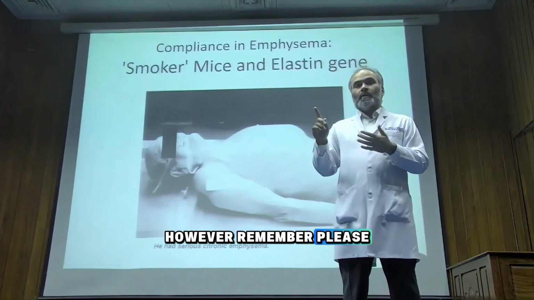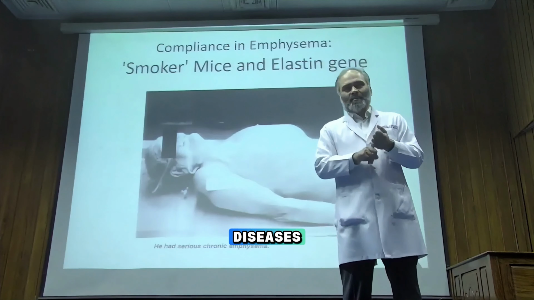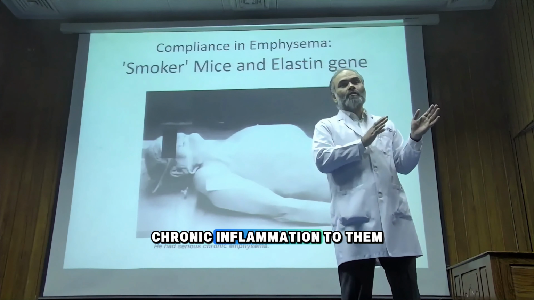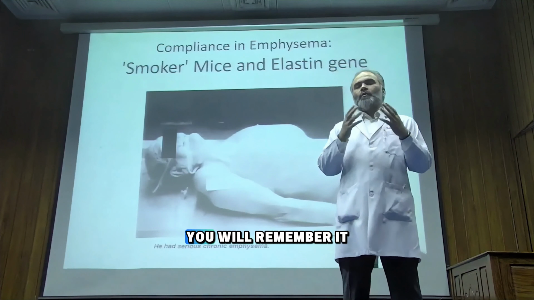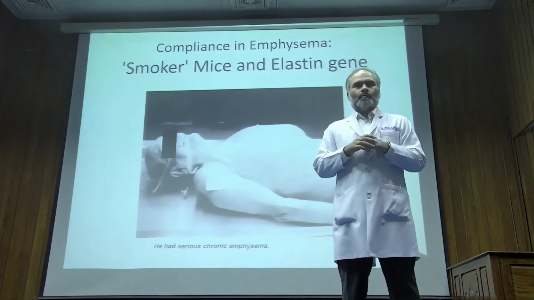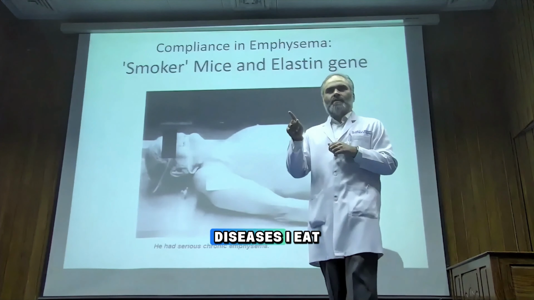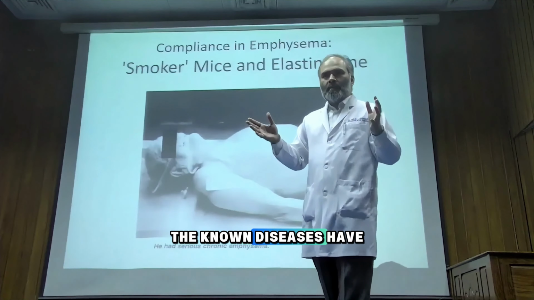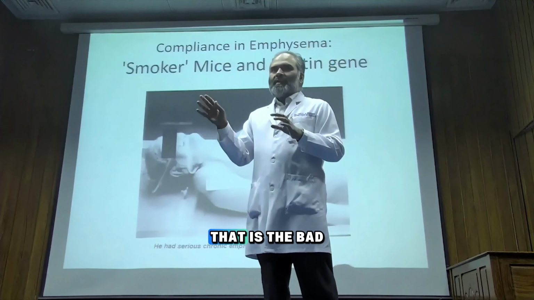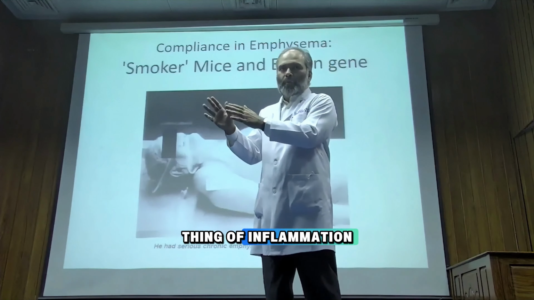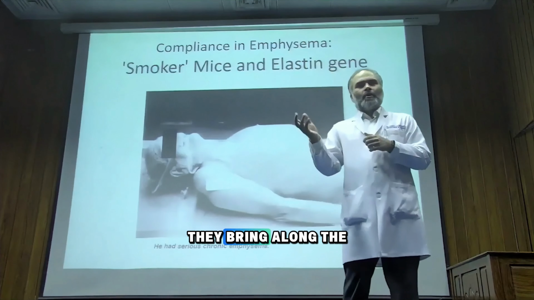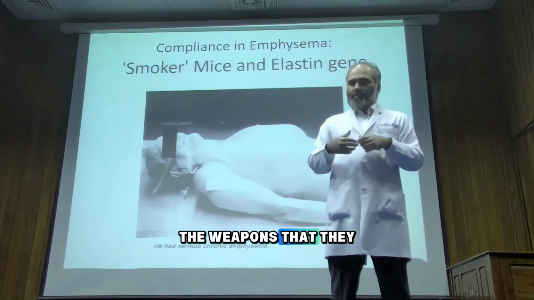However, remember please, many of the famous diseases have a component of chronic inflammation to them. I don't know if you will remember it, but it will come and hopefully you will connect it. Most of the famous diseases, i.e., the known diseases, have a chronic inflammatory component to them. That is the bad thing of inflammation. So these invading macrophages, they bring along the artillery, the weapons that they have.